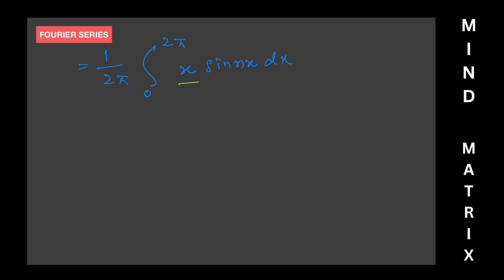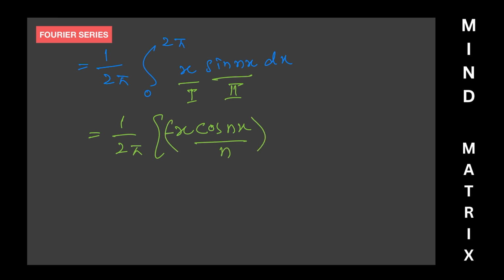We will again solve this by integration by parts. So this will be the first function and this is the second function. Let's solve it. 1 over 2 pi, first function times the integration of the second function. The integration of sin nx is minus cos nx over n. Let me write here minus the whole integration from 0 to 2 pi of the derivative of the first function, which is 1, times the integration of the second function, which is minus cos nx over n dx.